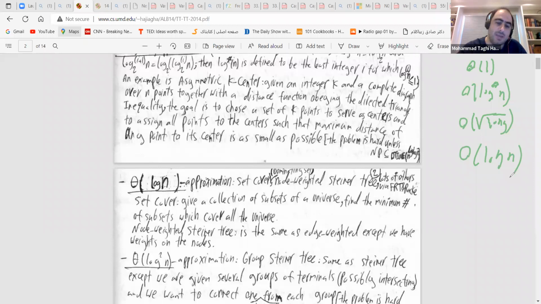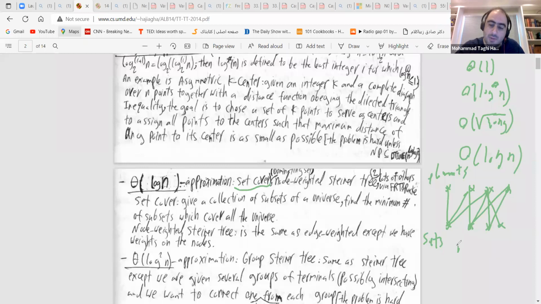So what are these log n approximations? The main problem is the set cover problem. So what is the set cover problem? The set cover problem is that you are given a bipartite graph. And these are the sets. These are the elements. And each set contains a set of elements. You want to find the minimum number of sets to cover all elements. What's the meaning of that? It means that you want to essentially find a minimum number of sets such that their union is all the elements. This is a set cover.